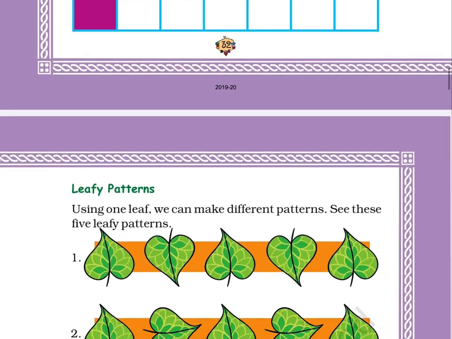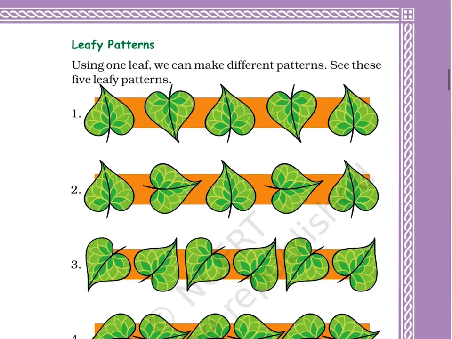Page number 33. Leafy patterns. This page shows 5 different kinds of patterns made by using same kind of leaf. Let's begin reading this page. Using one leaf, we can make different patterns. There are 5 leafy patterns on this page.